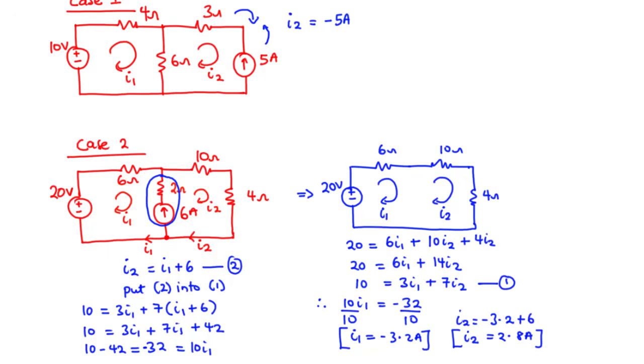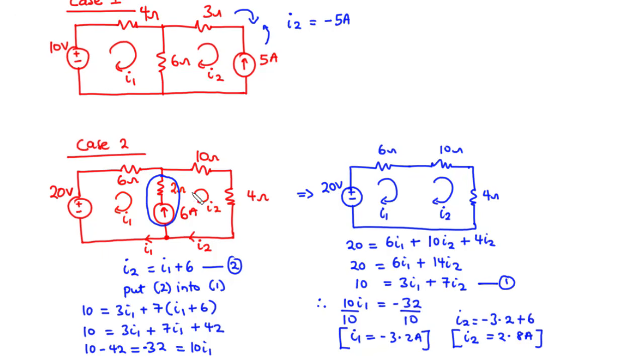So basically that is how to consider circuits involving current sources. Now the first one is, if you have a current source existing only in one mesh, then we simply set that mesh current equal to the value of the current source or the negative of it, depending on the direction of the mesh current as well as the current source.